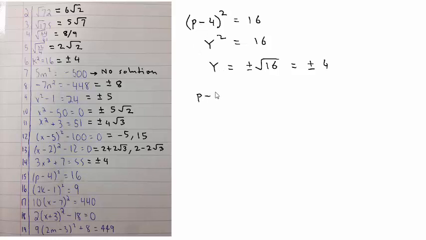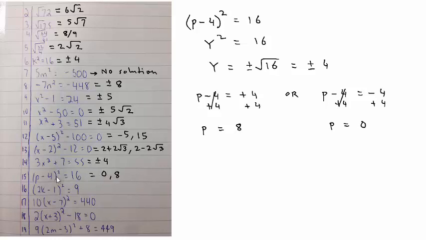So we have p minus 4 is equal to plus 4, or p minus 4, that's y, is equal to negative 4. Positive 4 or negative 4, you want p. So you add 4 on both sides of both these equations. So either you have p is equal to 8 or you have p is equal to 0. So this one is either 0 or 8. Both these values of p can fit in, so that you have p minus 4 whole square is equal to 16.